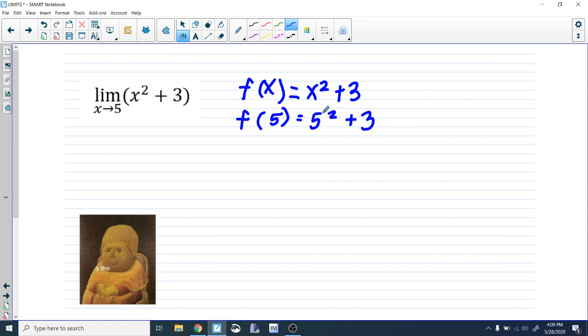So, am I breaking any math rules here by taking 5 squared and then adding 3? No, I can do that, right? 5 squared plus 3, that's equal to 28. So therefore, the function value at x equals 5, or in other words, the y-coordinate when x equals 5 on this parabola, is 28. And therefore, that's the answer to your limit.